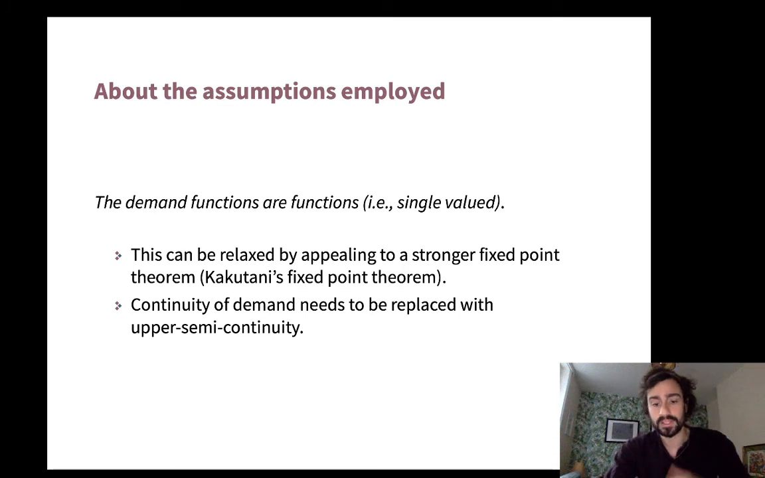So there's a couple of assumptions that we used, and while we're not going to go over the proof, it is worth noting where those assumptions play a role. So one, we said that demand functions are functions, so they're single valued. In other words, I demand a particular bundle rather than a set of bundles that are equally valuable to me. We can relax that. That's unimportant. We just use a stronger fixed point theorem. It's fine. Continuity of demand then has to be replaced by something weaker, which works for sets, right?